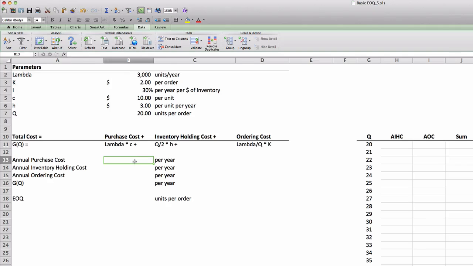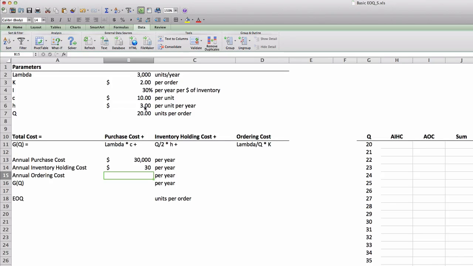So what we're going to do is implement these formulas in Excel. The annual purchase cost simply equals lambda, annual demand, multiplied with the unit cost C, or in other words, $30,000 per year. Likewise, the inventory holding costs simply equal our average inventory, which is Q divided by 2, multiplied by the inventory holding cost per unit per year H of $3. So for an order quantity of 20 units per order, we would have a total annual inventory holding cost of just about $30.